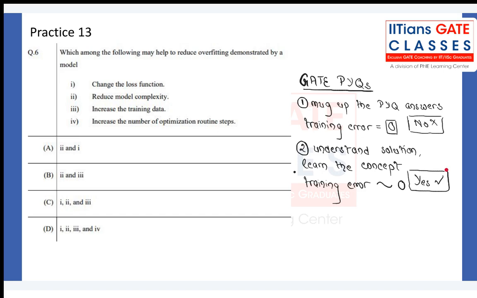Let's say someone actually mugged up all the PYQ answers, and the problem now is that his training error is zero. So he has overfitted the model, he or she. What can he or she do to mitigate this situation?